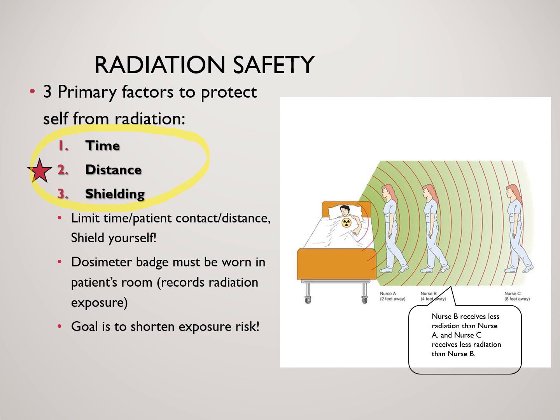The nurses also wear a dosimeter badge in the patient's room that records the radiation exposure of that nurse. Also, you'll notice that assignments fluctuate with the patient assignment, so you're not going to have that patient all day. They want to rotate the nursing assignments so that not one nurse ends up with all the radiation exposure. So they take turns. The goal is to shorten the exposure risk.